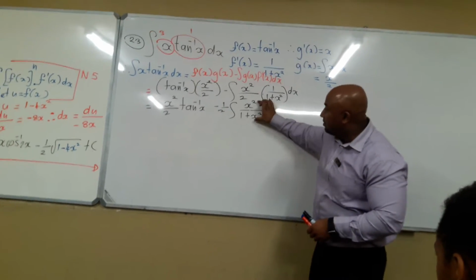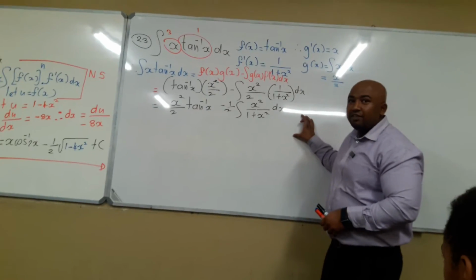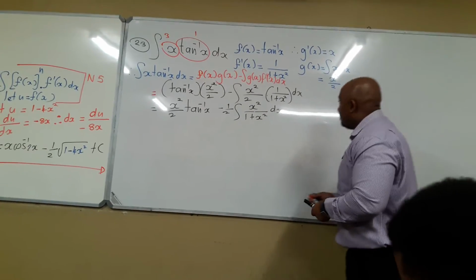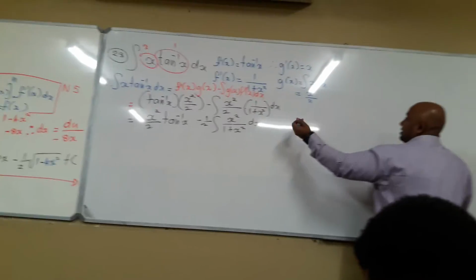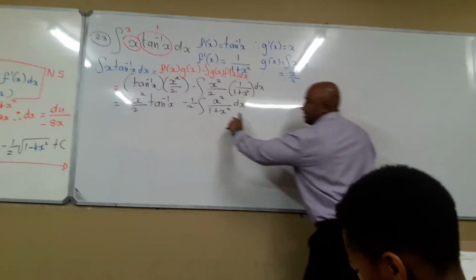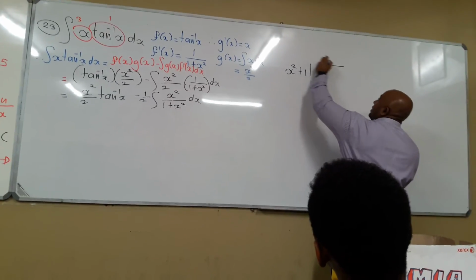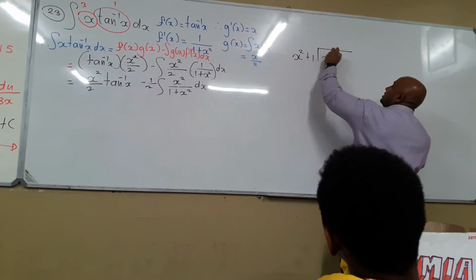So we need to simplify this fraction even further. We need to divide here. So how do we divide? So 1 plus x squared, you write it as just x squared plus 1, and you are dividing it into x squared.